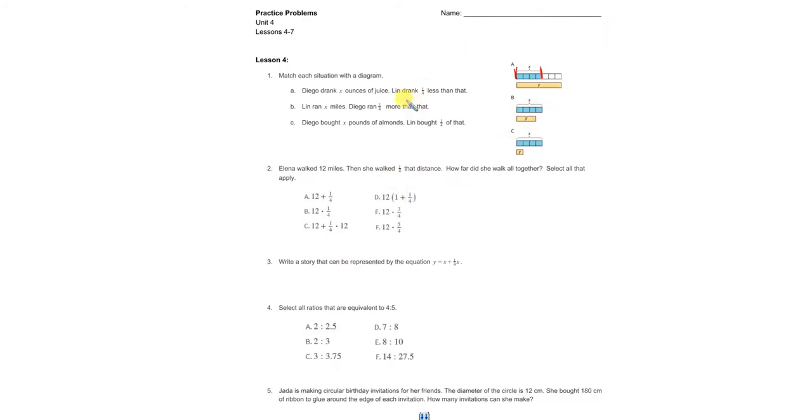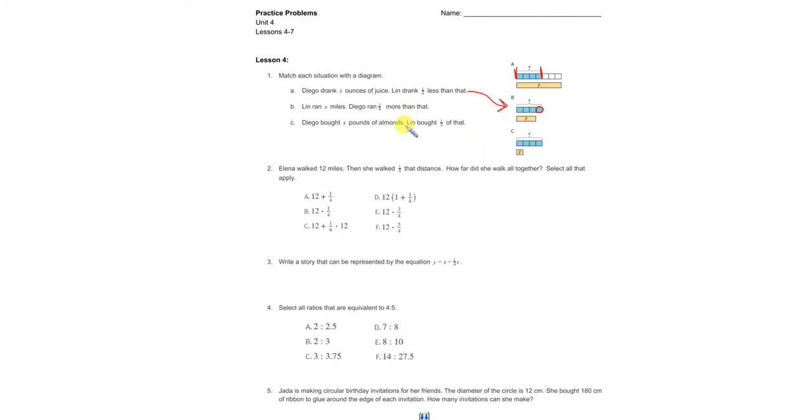So let's look at the sentence here. Diego drank X ounces of juice, and Lynn drank a quarter less. Well, if it's less, Lynn can't be this one because this Y is more than the X. So it has to be either B or C. And since it's a quarter less, you need to take one of these quarters away. And that's what B does. C took 3 of the quarters away, and this one only took 1 away. So for this first one right here, we want to match it with B.